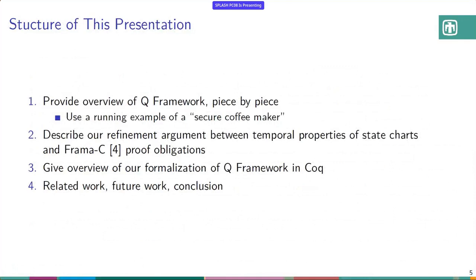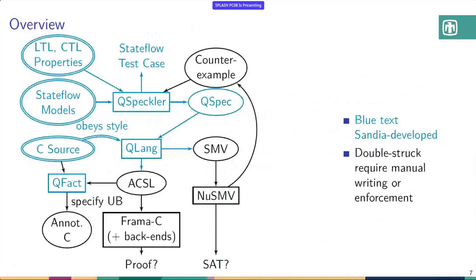So just brief structure. Inspired by Laura, I use a secure coffee maker. I think it's a good example for computer scientists. And there's a lot of interacting components, so I'll talk about those. I'll describe our refinement arguments, and then I'll give a little bit of our formalization in Coq, and then I'll conclude. So there's a lot going on here. I'll step through the bits piece by piece.